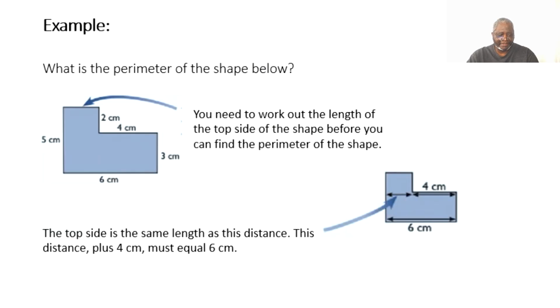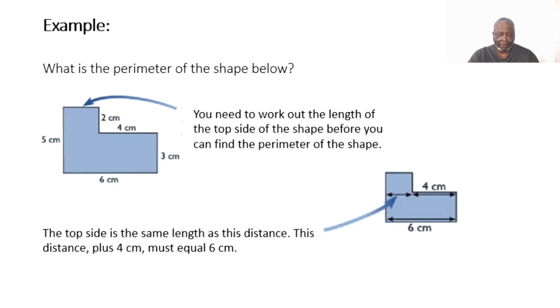Here is another example. What is the perimeter of the shape below? The first shape is an L-shaped two-dimensional space. You need to work out the length of the top side of the shape before you can find the perimeter of the shape.